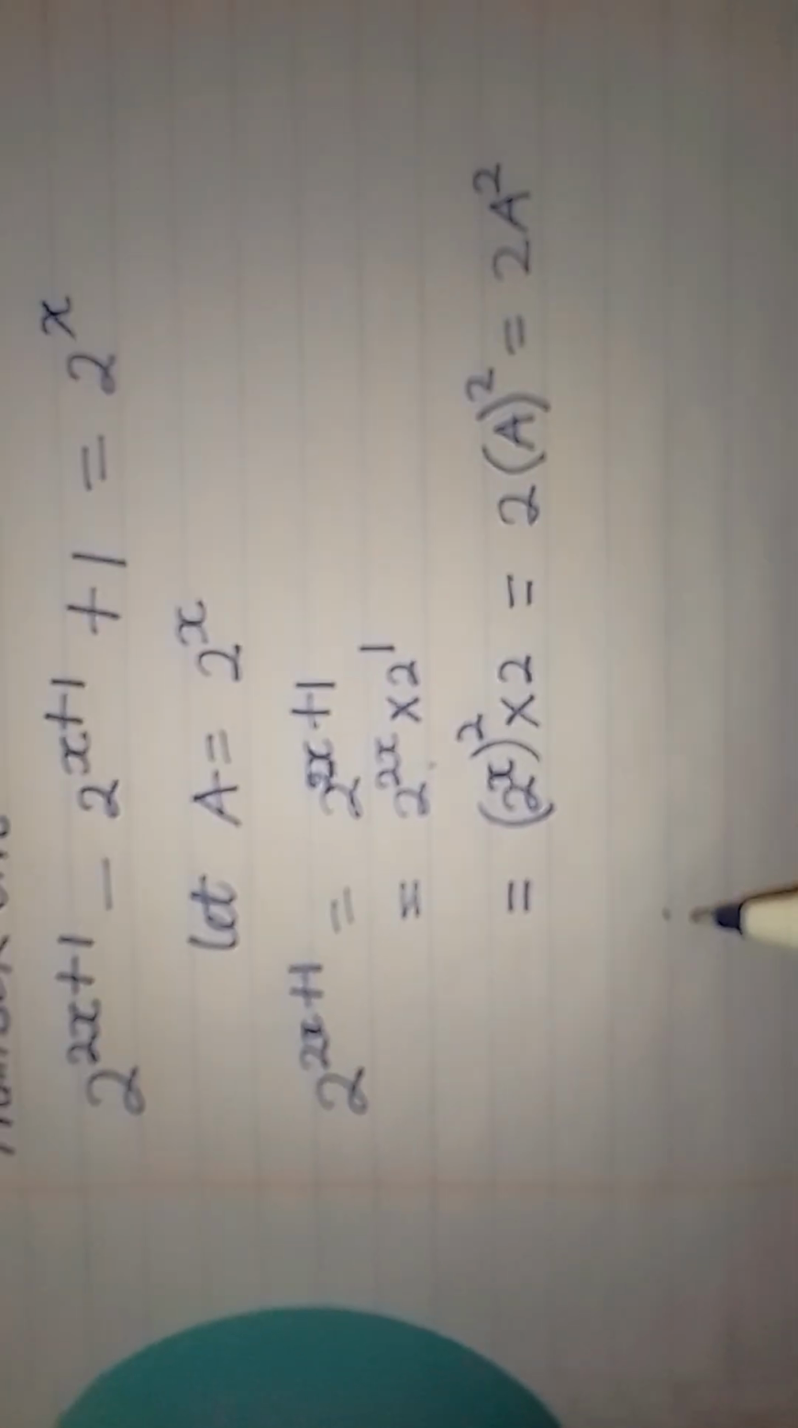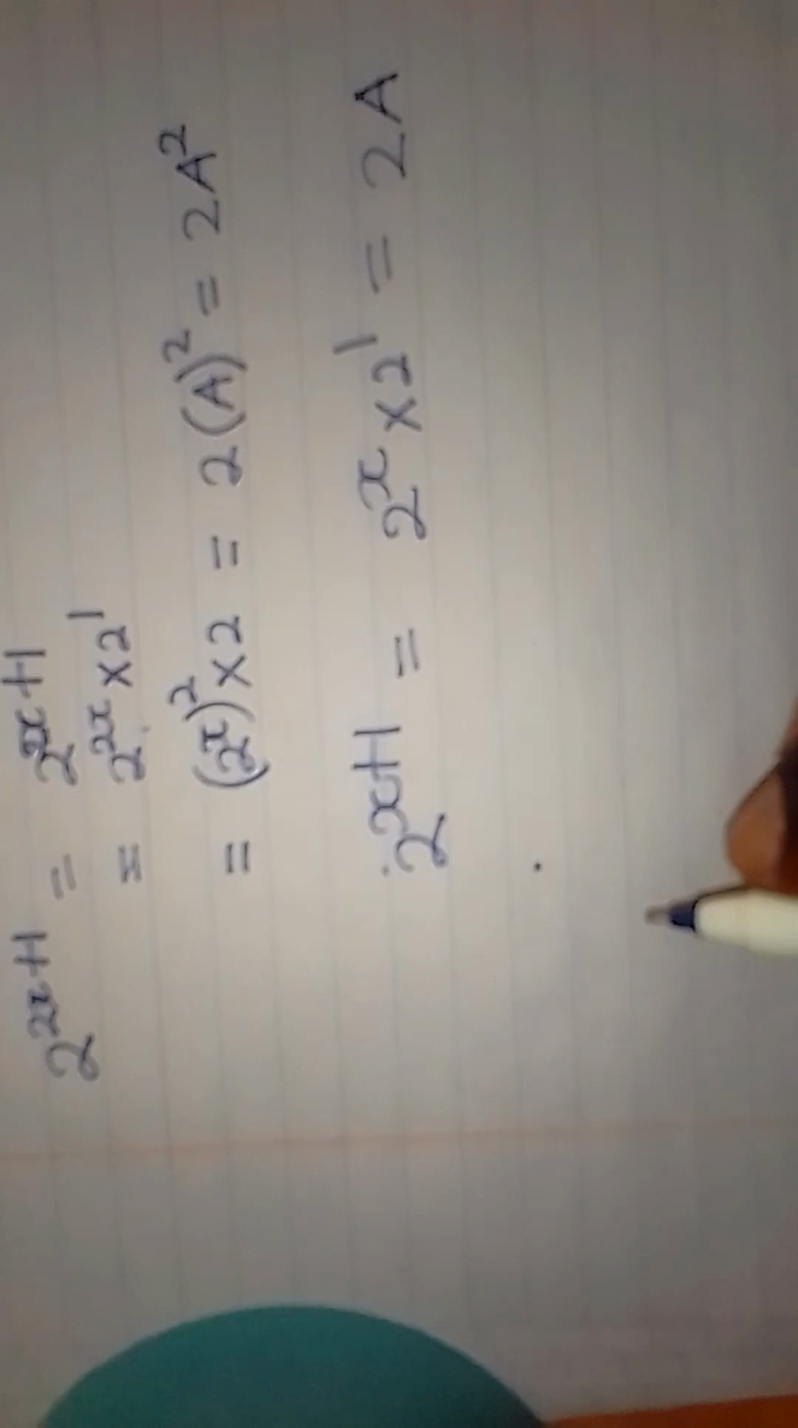Okay, that is finished. Then we have another one up there, which is 2 power x plus 1. We are going to express it in terms of a. It is going to be 2 power x times 2 power 1, which is 2a. Okay, so we are going to replace them back into our equation.